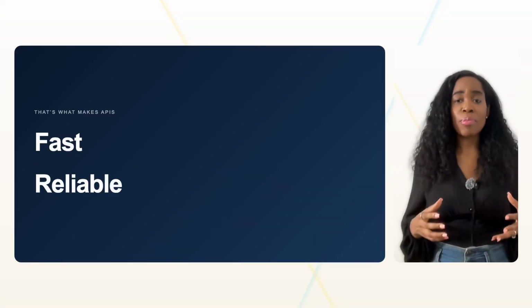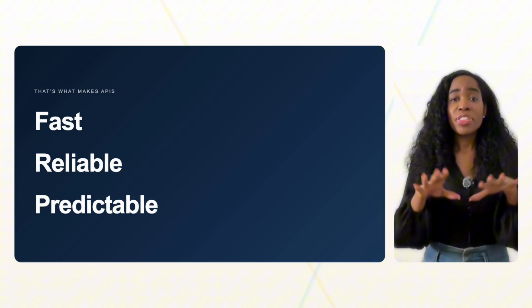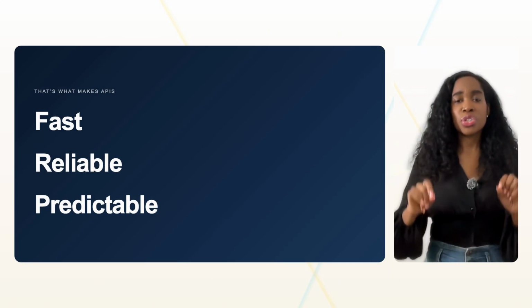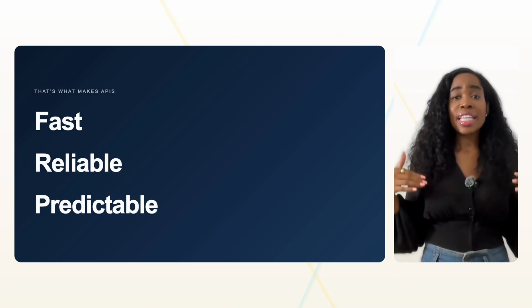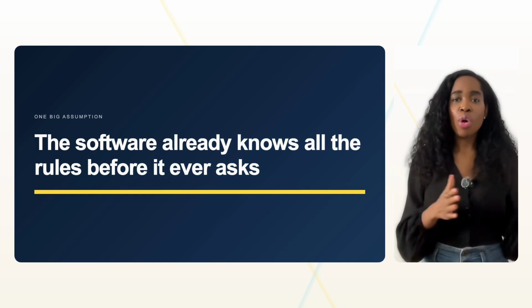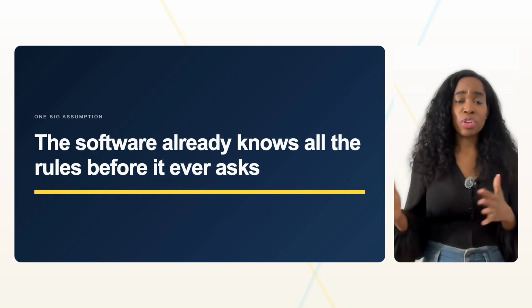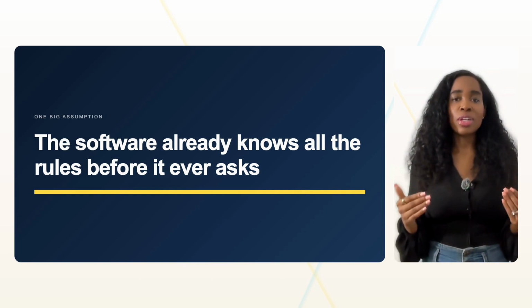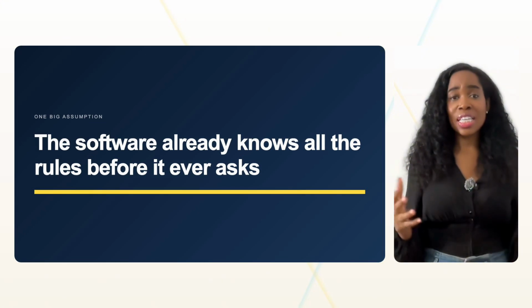The software already knows where to go, what to ask for, and what kind of answer it's going to get back. That's what makes APIs so fast, reliable, and predictable. But there is one big assumption built into that system, and it's that the software already knows all the rules before it ever sends the request. And that's exactly where AI makes things different.